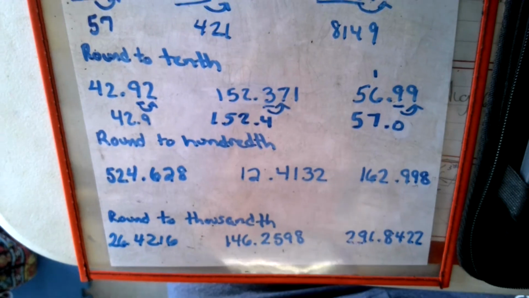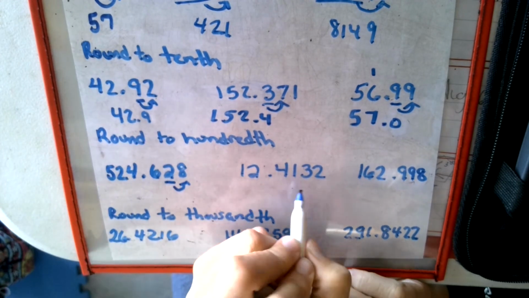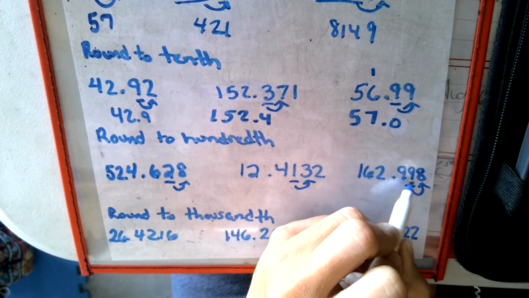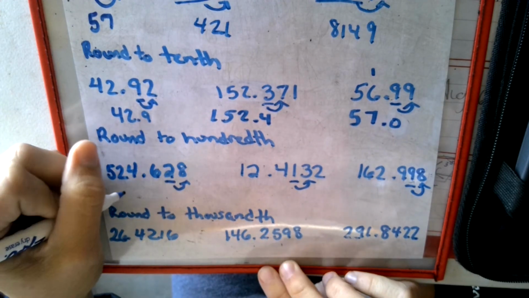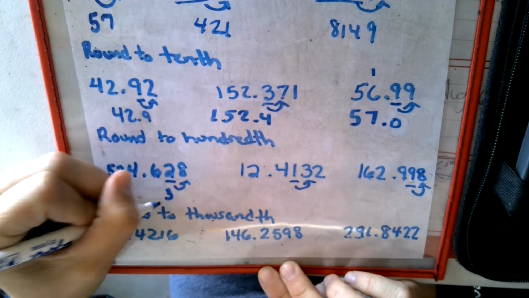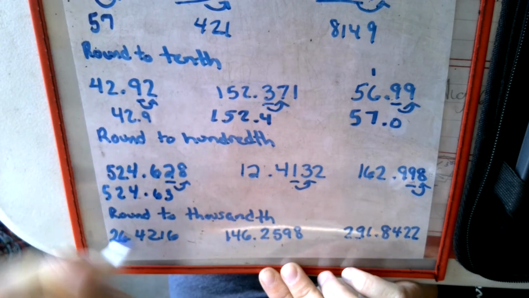Rounding to the nearest hundredth. Here we go. Tenths, hundredths. 2 looks to the 8. 1 looks to a 3. 9 looks to an 8. Tenths, hundredths. Very good. So 2 looks to the 8 and says, make me bigger, round me up. So the 2 becomes a 3. Everything in front of it stays the same.